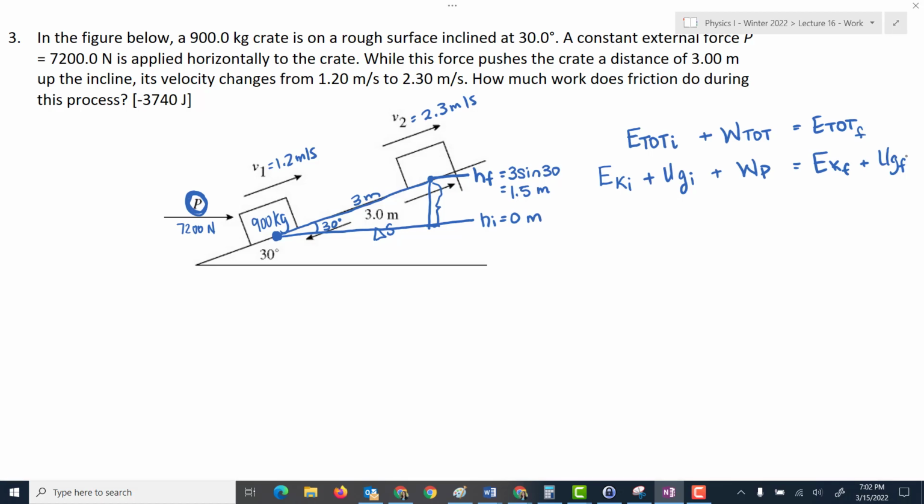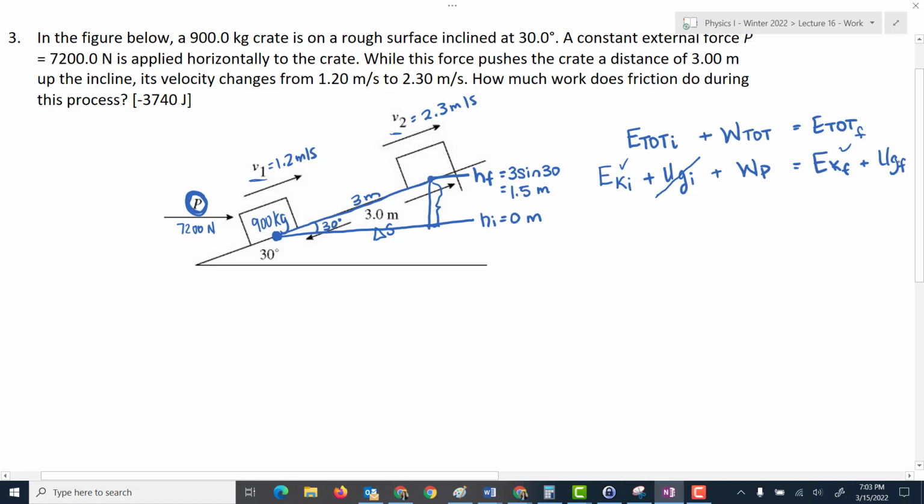Initially and finally, there is a speed that the crate's moving, so we will have kinetic energy in both cases. Gravitational potential: initially we set that height as the reference height where the height is 0, so gravitational potential energy initially would just be 0. But at the end, UG final would have a height, so that gravitational potential energy would not be 0.